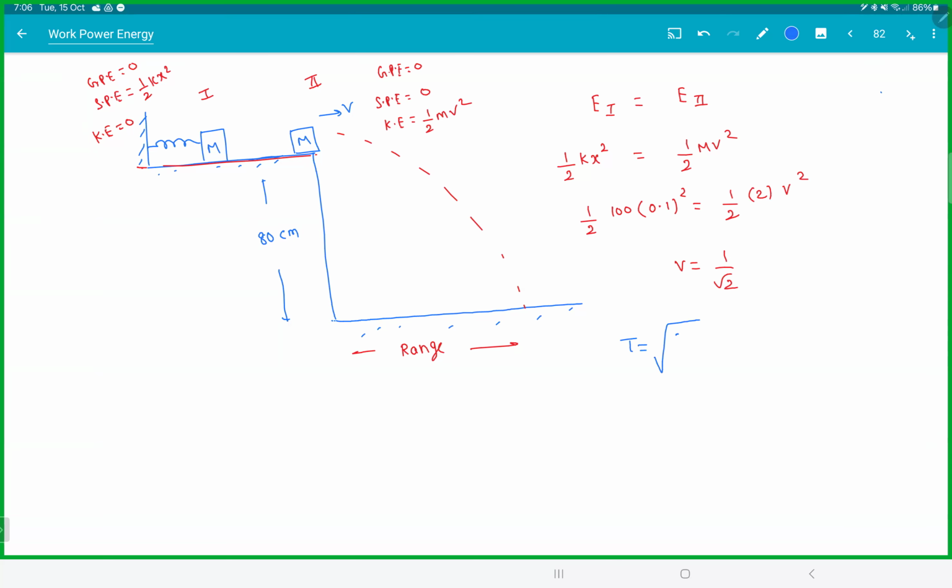What is the time of flight? Root over 2h by g, that is 2 into 0.8 by 10, that is 0.4 seconds. What is range? V into time. Easy. So when you push it against the spring, that becomes your kinetic energy and that velocity, and you get a range. It becomes a kinematics question. Clear, na, Arnav? Devika? Clear? Arya? Arush? Ojas? Next one.